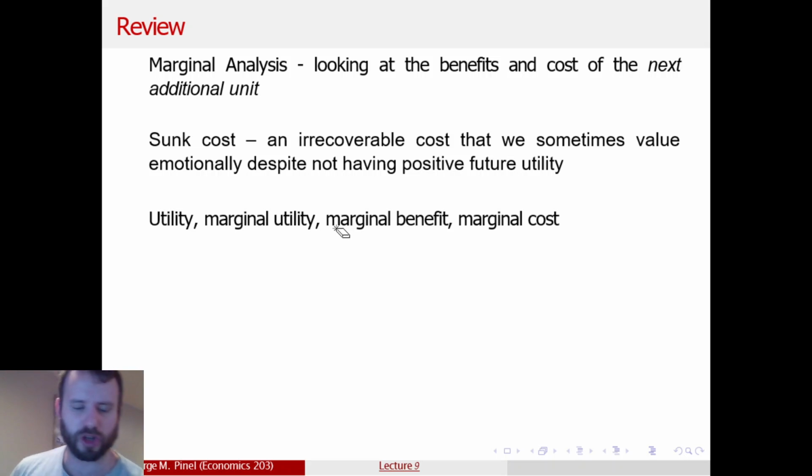Okay, and then marginal cost is just going to be the change in costs going from the second good to the first good, or from the first good to the second good, or from the second good to the third good. So it'll just be the cost from the second minus the cost from the first will be the marginal cost of the second good.